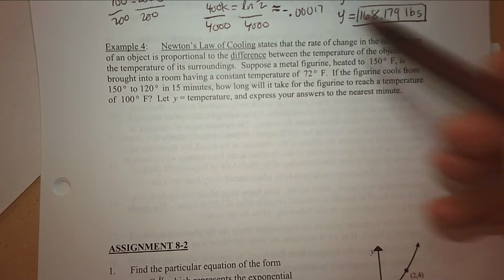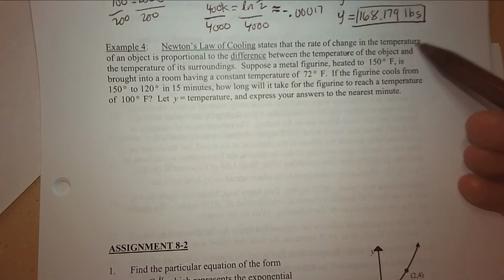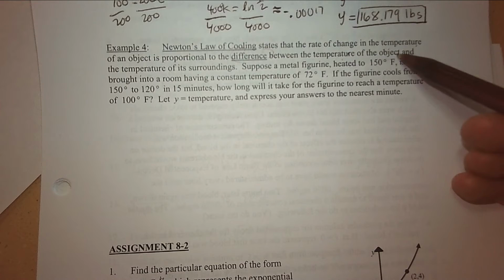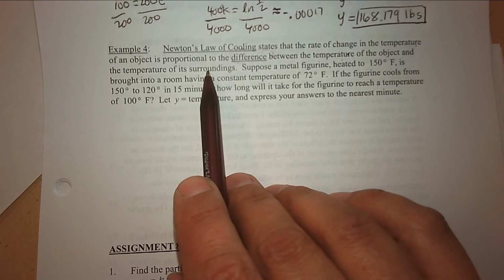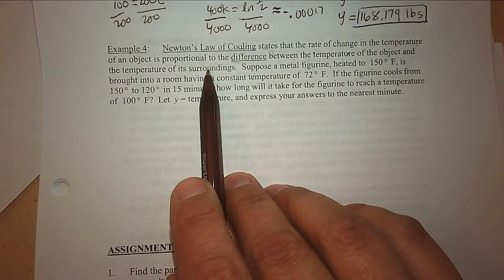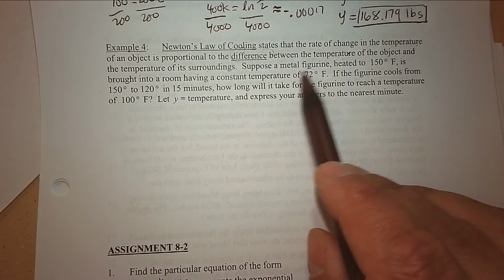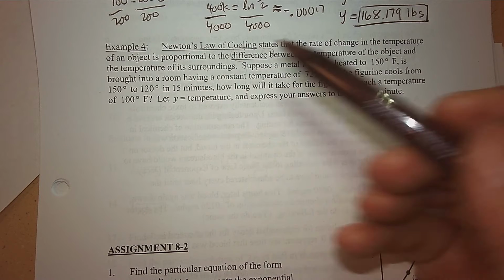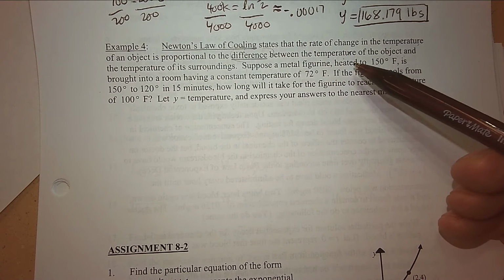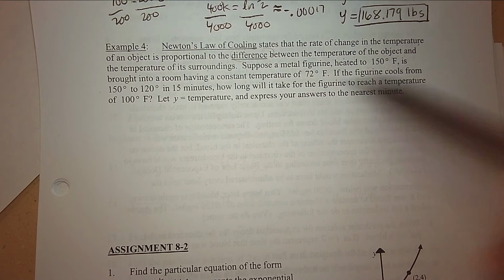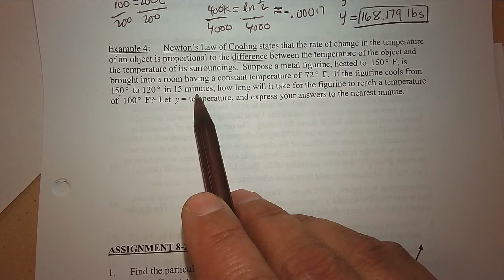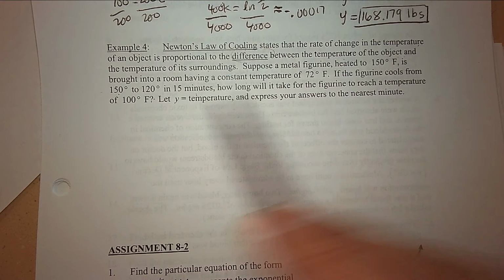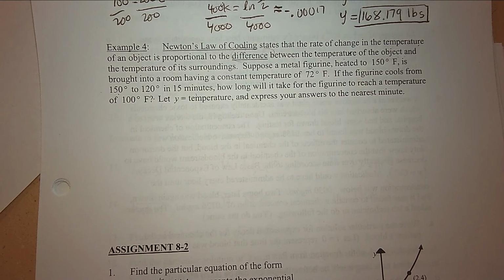Newton's law of cooling states that the rate of change in the temperature of an object is proportional to the difference between the temperature of the object and the temperature of its surroundings. Suppose a metal figurine heated to 150 degrees Fahrenheit is brought into a room having a constant temperature of 72 degrees. If the figurine cools from 150 to 120 in 15 minutes, how long will it take for the figurine to reach a temperature of 100 degrees, and then let y equal the temperature?